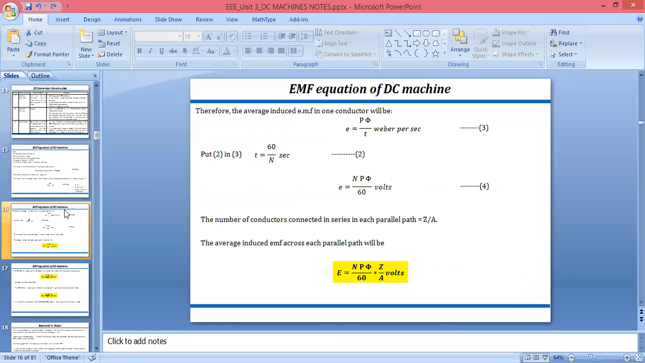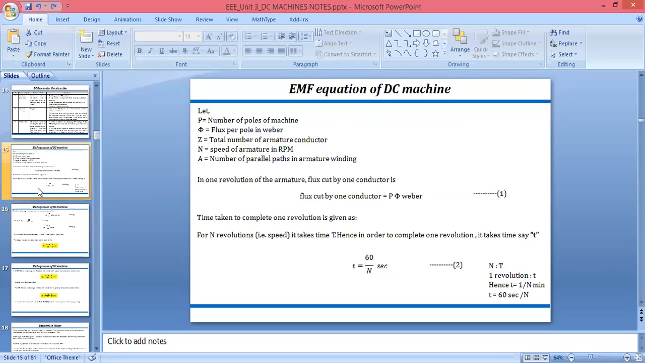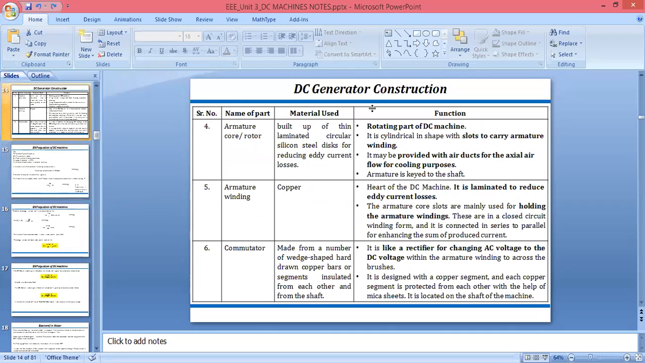The EMF equation we will see tomorrow because only 1 minute is remaining. If anyone is facing any issue, you can ask me. We are using the DC generator to convert mechanical energy into electrical energy, and the construction of the DC generator and DC motor have the same general construction. We are using the commutator, armature winding, pole and yoke in the DC generator and the DC motor.